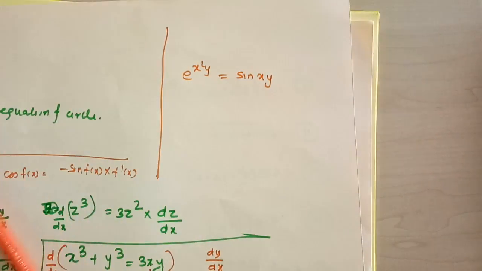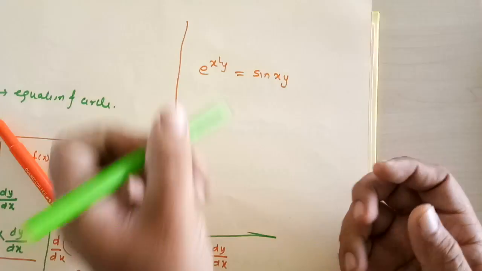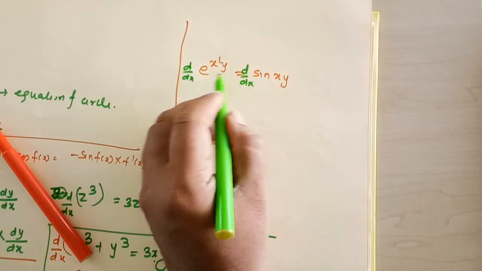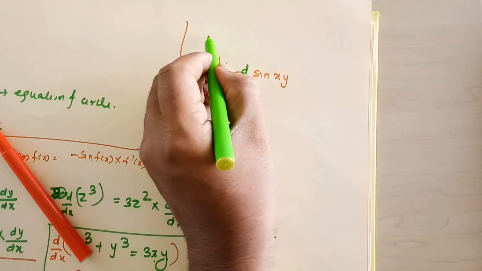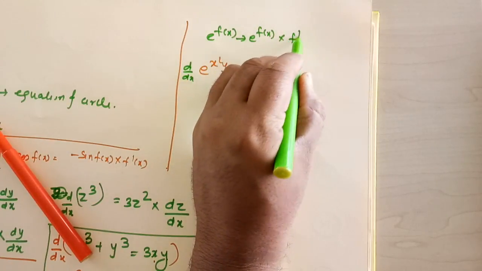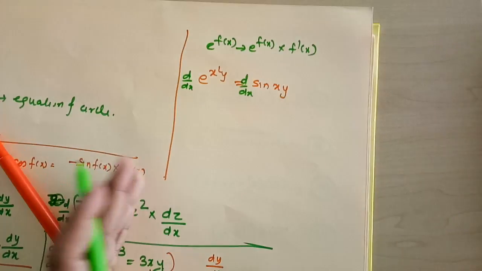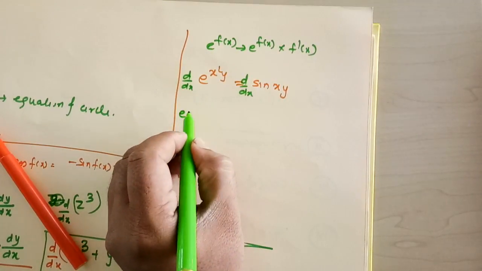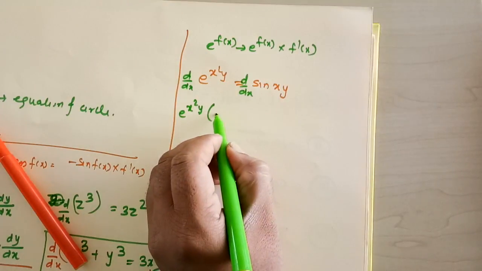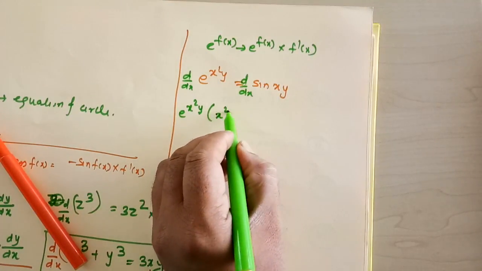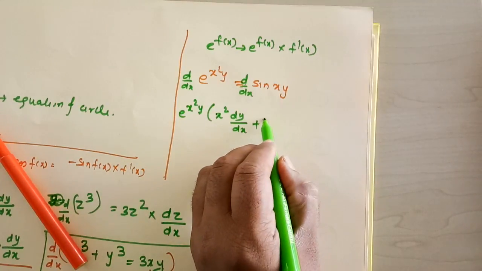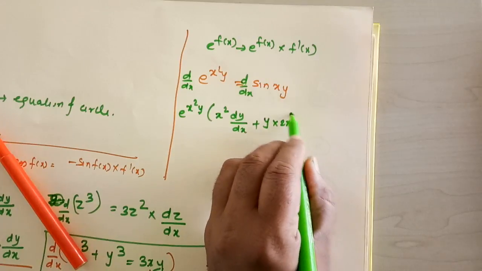First of all, if you want to differentiate such examples, you have to take the derivative on both sides. So e to the power x squared y: if you remember, the derivative of e to the power f(x) is e to the power f(x) into f dash x. That's the chain rule which you are going to apply out here. So e to the power x squared y into the derivative of x squared y, which is going to be the product rule. So x squared into the derivative of y, which is dy by dx, plus y as it is into the derivative of x squared, which is 2x.